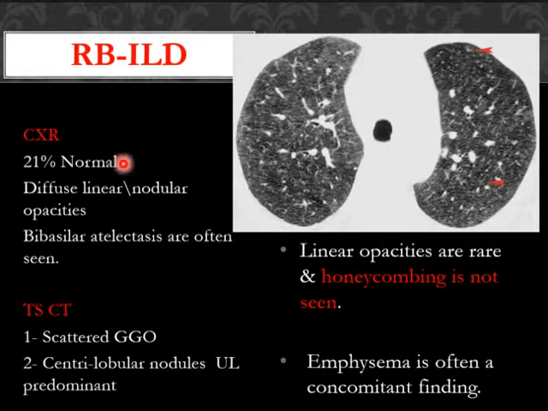Chest X-ray may be normal or show diffuse linear or nodular opacity and bibasilar atelectasis. In the thin section CT, we see scattered ground glass opacity, and centrilobular nodules may also be seen. We may see emphysema because the small airway disease causes air trapping, but honeycombing is not seen. The disease doesn't reach the stage of fibrosis.